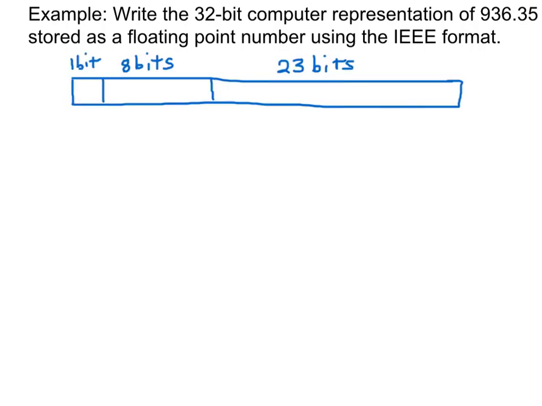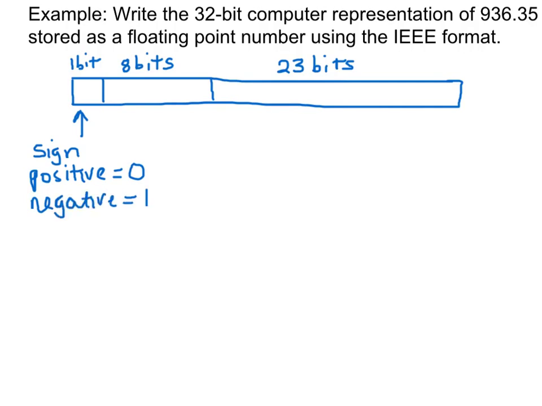The 32 bits that the computer uses to store this number is broken into three distinct parts. The first part is here. It's of length 1 bit and it's used to store the sign of the number. If the number is positive, we put a 0 into this position. If the number is negative, we put a 1 in this position. Now our number here is 936.35. It's a positive number, so we put a 0 in the first bit.